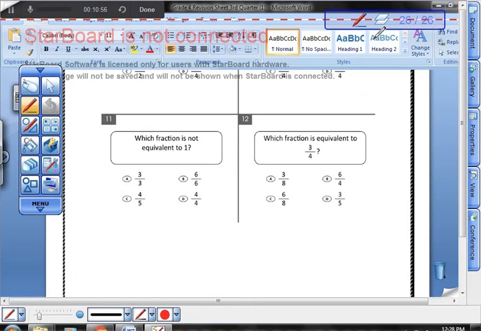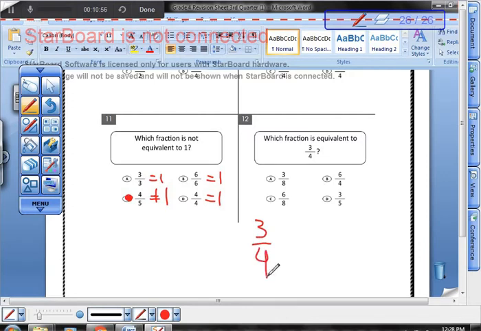Here we have number 11. Which fraction is not equivalent to 1? It's too easy. All of them are equal to 1, except 4 out of 5, which is not equal to 1. This is a proper fraction less than 1. Number 12. Which fraction is equivalent to 3 out of 4?